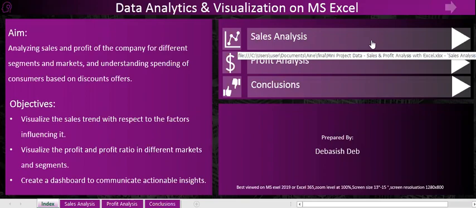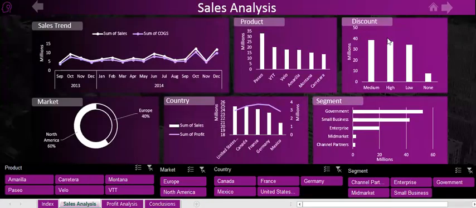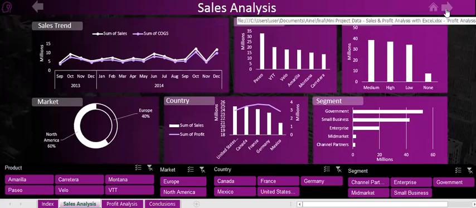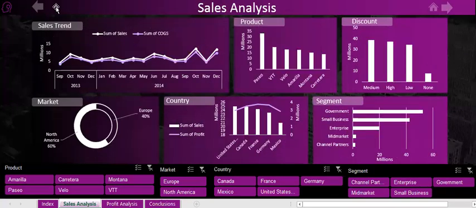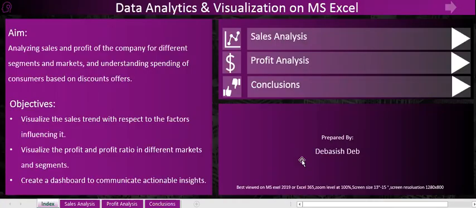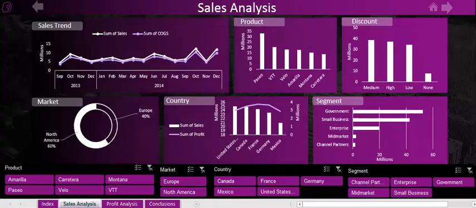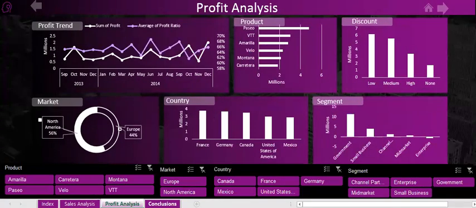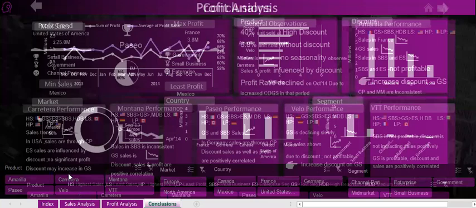These dashboards can be easily navigated by the navigation button provided. Also, the front and rear arrows can be used. The home button will land on the home page. We can also use the basic Excel navigation tab for sheet navigation.